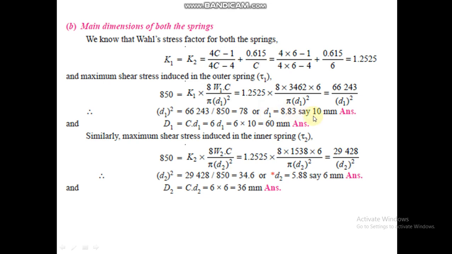We can change it to 10 by standardizing, and wire diameter is 10, and you can calculate mean coil diameter, that is CD1 is equal to 60 mm. Similarly, for the inner spring, we can apply the same formula, tau 2. Shear stress 850 is equal to Wahl factor 8WC upon pi d square. So put the values and similarly you will calculate D2, and D2 is 5.88, or we can standardize it to 6. So we can also calculate mean coil diameter, that is CD2, and it comes out to be 36.